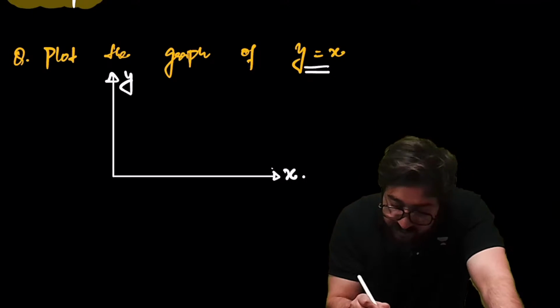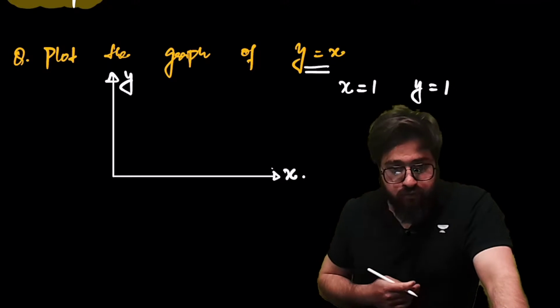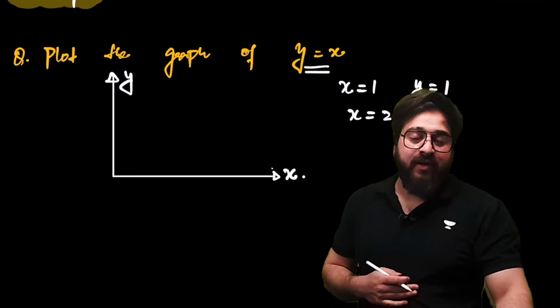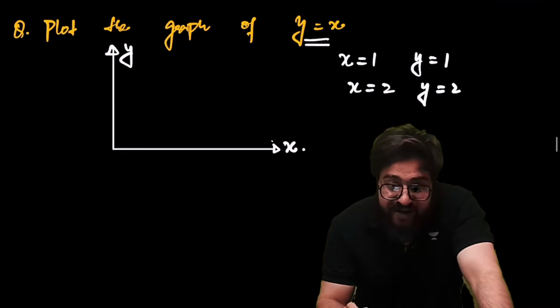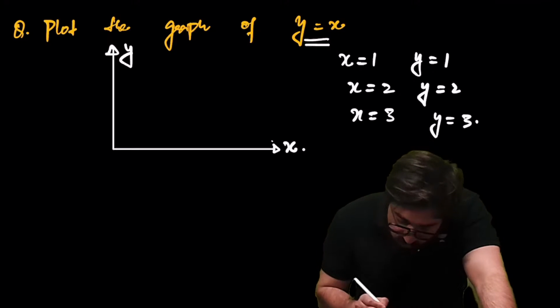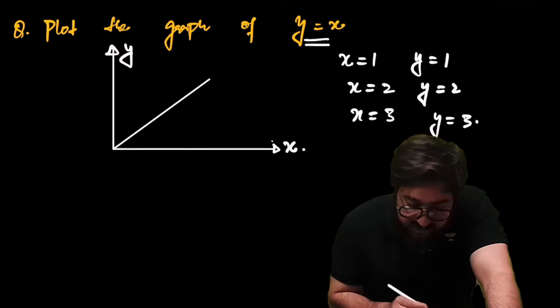What does that mean? It means that if the value of x is 1, what is the value of y? Y is also 1. If I say x is equal to 2, y is also 2. Okay. Similarly, if I say in this case x is equal to 3, y is also 3. So we say the graph would be a straight line.